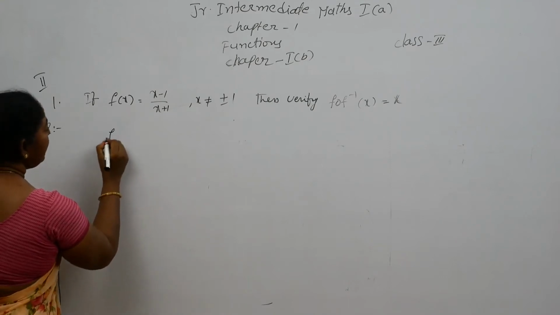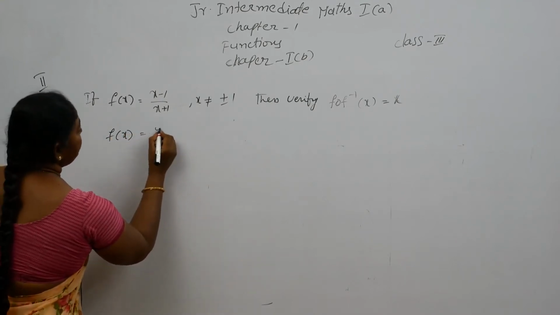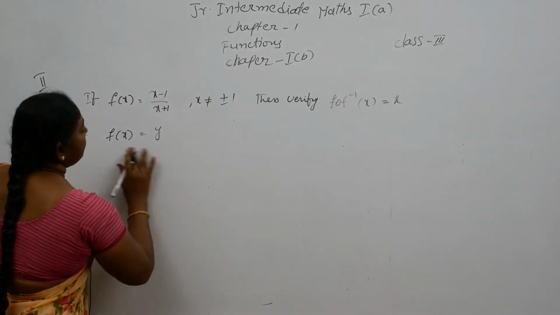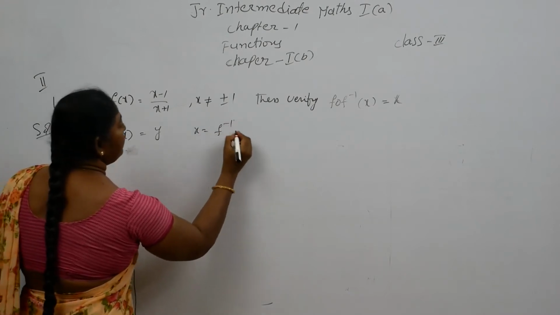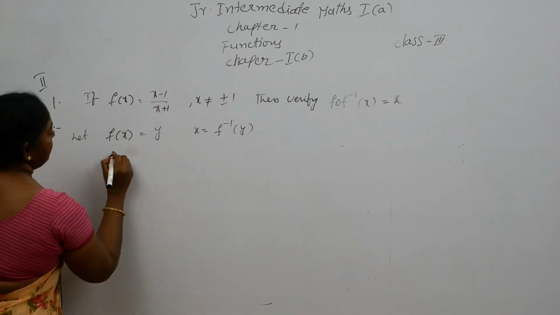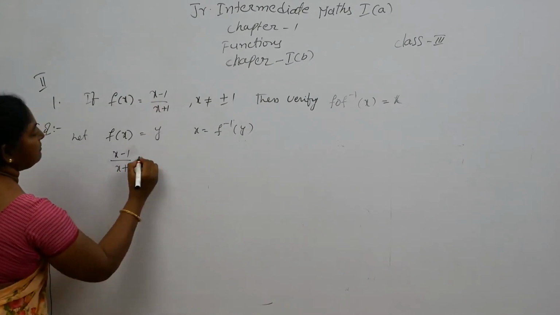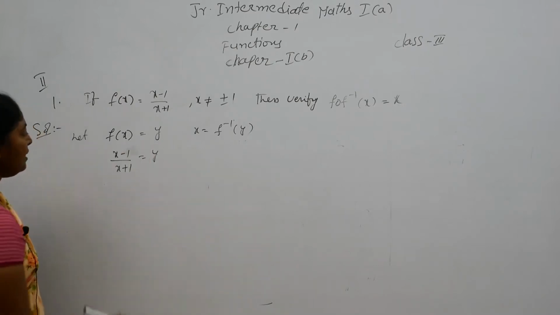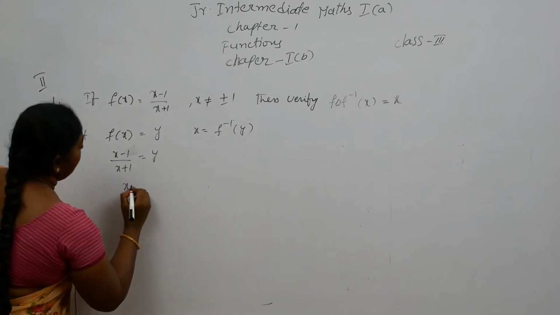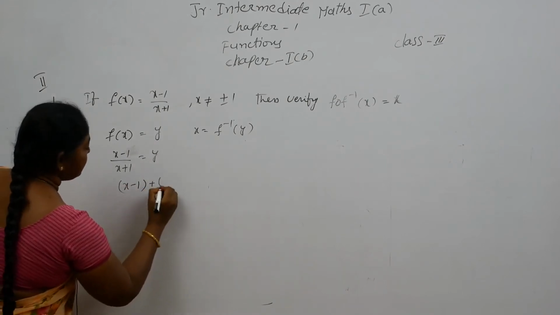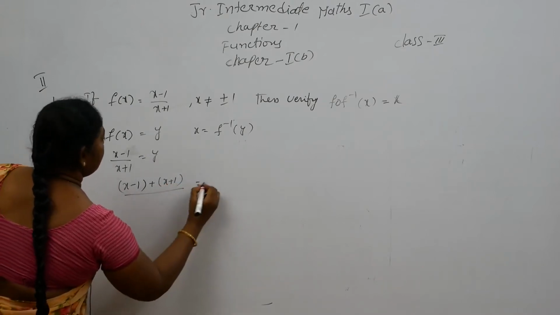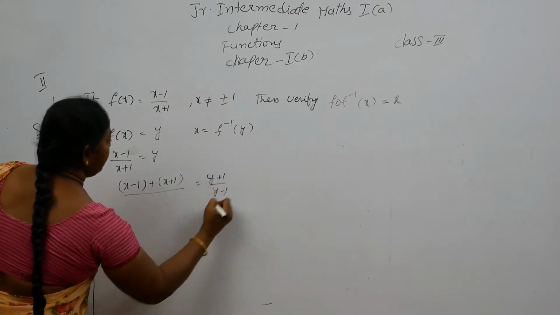Let f of x equal y. So x equals f inverse of y. Here the f of x value is given: x minus 1 by x plus 1 equals y. By using the componendo-dividendo method, x minus 1 plus x plus 1 by, y plus 1 by y minus 1.